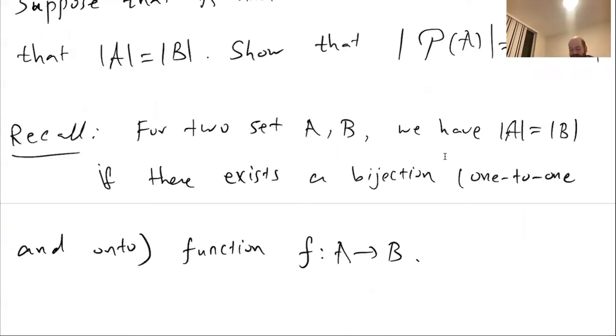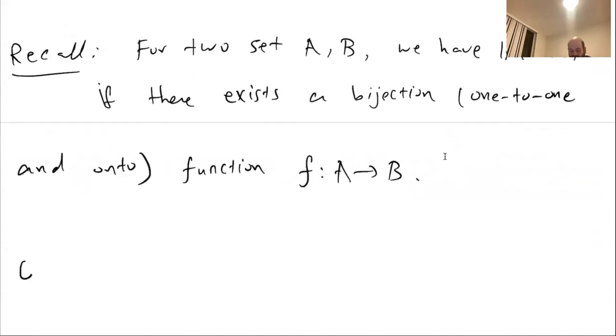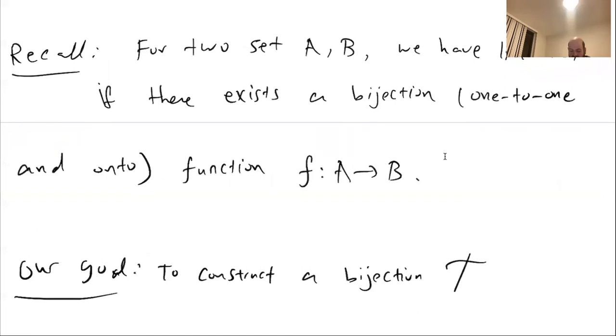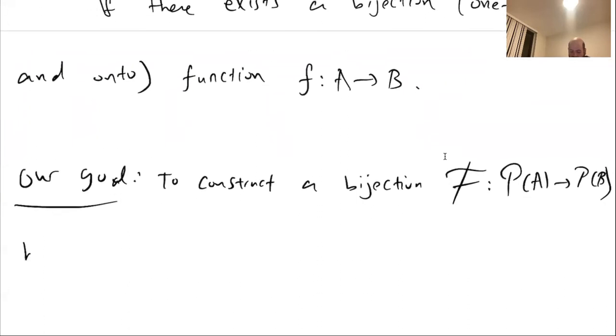So here this is my assumption, that there is a bijection f from A to B, and I want to show that cardinality P of A equals cardinality P of B. Therefore, I have to construct a bijection from P of A to P of B. So our goal here is to construct a bijection, let's call it curly F, from P of A to P of B. We construct curly F as follows.